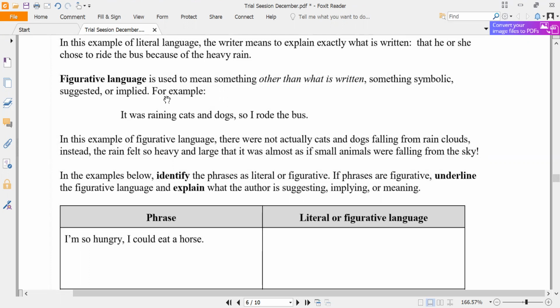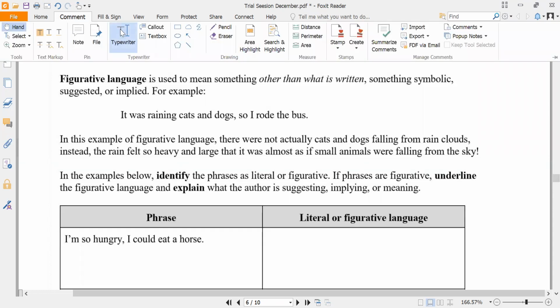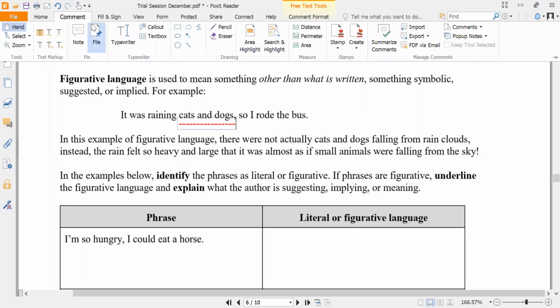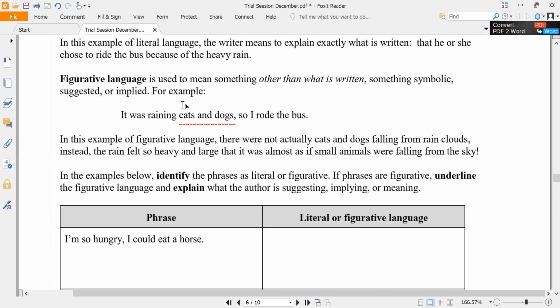Figurative language is used to mean something other than what is written, something symbolic, suggested, or implied. For example, it was raining cats and dogs, so I rode the bus. This expression, cats and dogs, is it real? No. What does this refer to? It's imaginary. So it means that there was heavy rain.